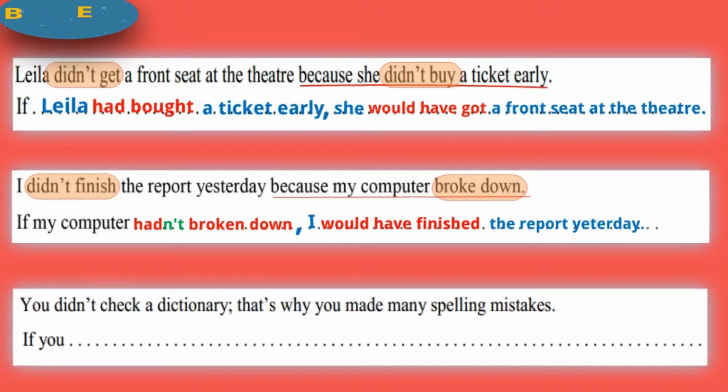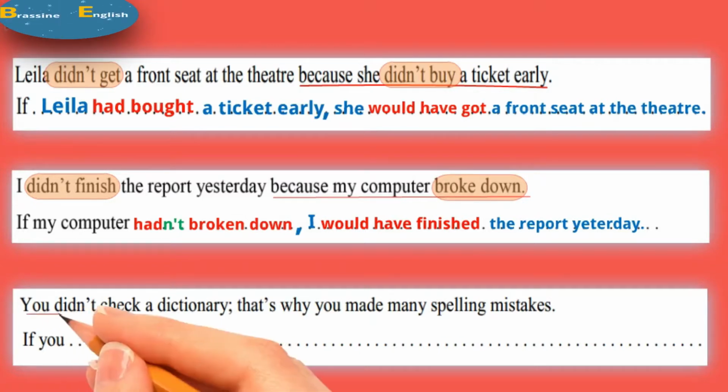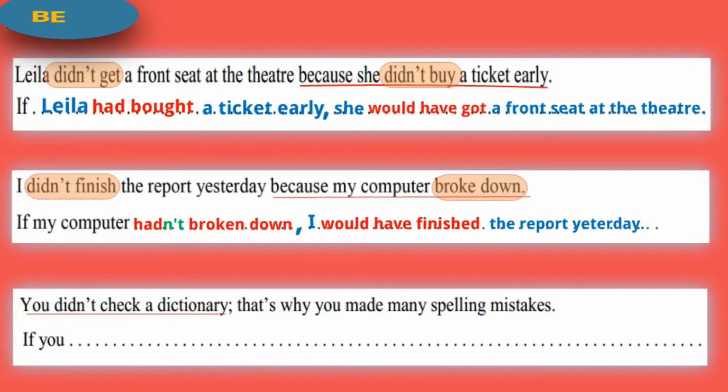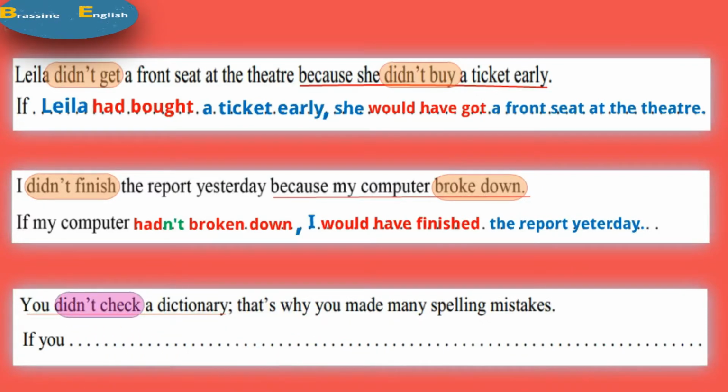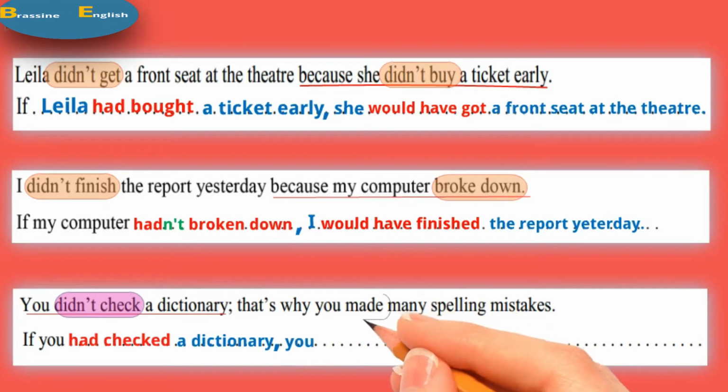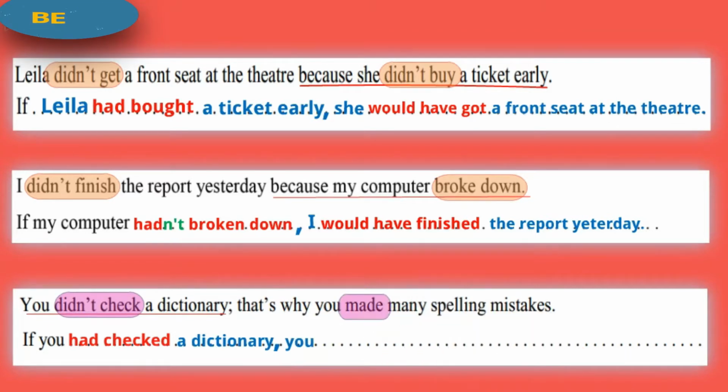You didn't check the dictionary, that's why you made many spelling mistakes. So the cause here is you didn't check a dictionary. The verb is you didn't check, so didn't check is negative. We need positive. Had checked. So if you had checked the dictionary, you wouldn't. Because made here is positive, we need negative. Wouldn't. You wouldn't have made many spelling mistakes. And that's it.